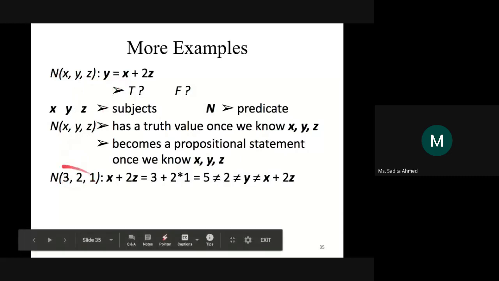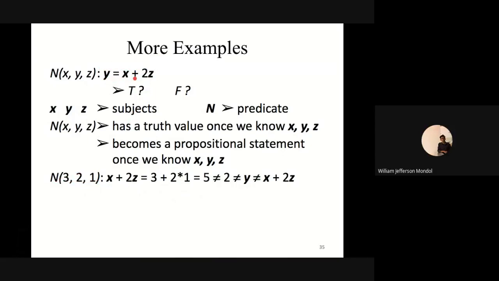And P(3, 2, 1), however, is a proposition, because now we have specified the values of the variables: 3, 2, 1. If you apply these values here, you have 2 on the left hand side, and on the right hand side it's 5. Is 5 equivalent to 2? No. So for these specific variables, is this statement true or false, guys? False, exactly. So once you specify the variables, you can say whether it is true or false.